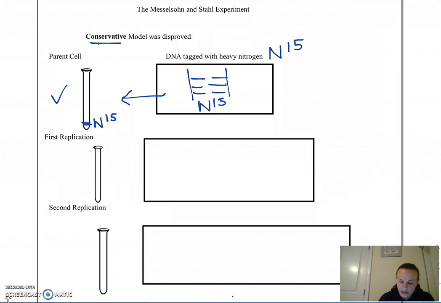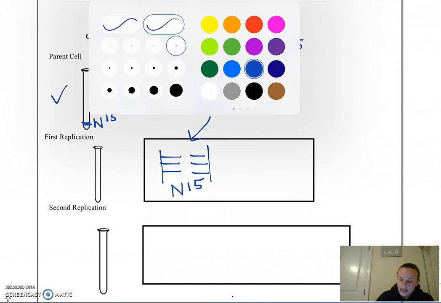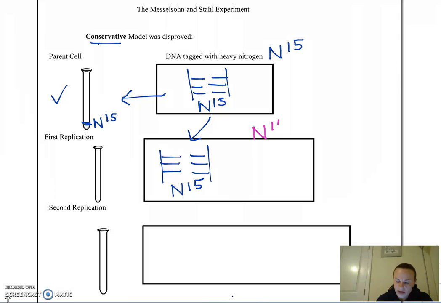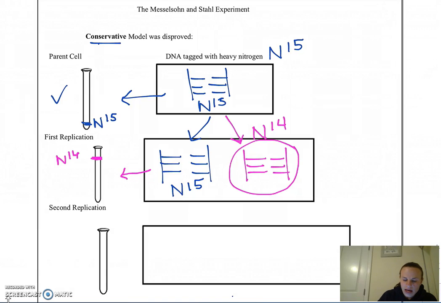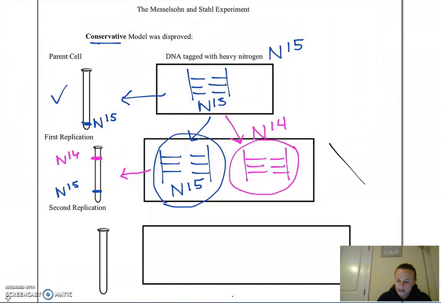Now, according to the conservative model, my DNA strand does not separate. Instead, it replicates itself. And now Meselson and Stahl exposed this strand to a medium containing only nitrogen 14. So if the conservative model were to be true, this new strand would contain only nitrogen 14. And when Meselson and Stahl would have spun this down, they would have gotten one band at the top of the test tube that contained only the nitrogen 14 DNA, and then one band at the bottom of the test tube that contained DNA tagged with just the nitrogen 15. However, this is not what happened when Meselson and Stahl did their experiment.